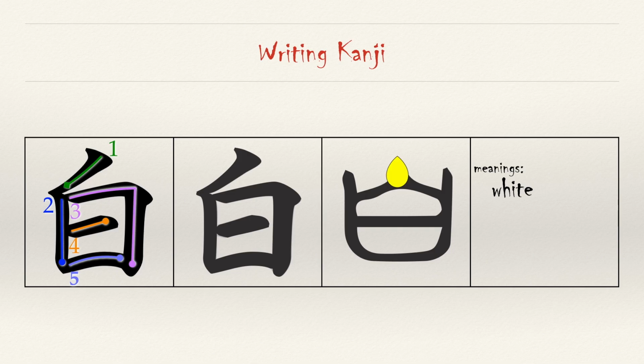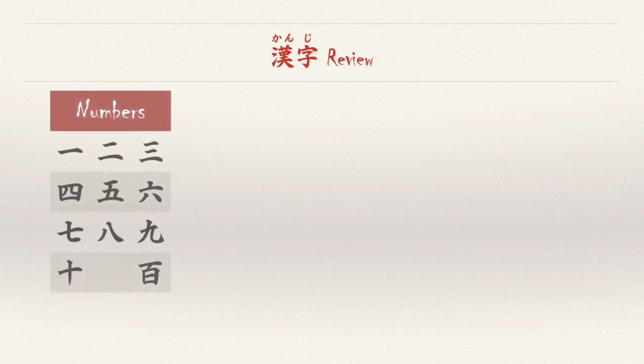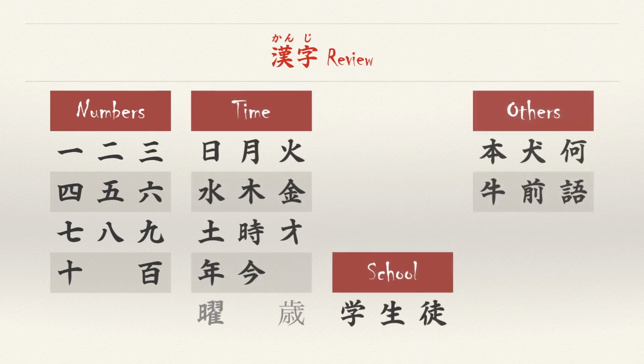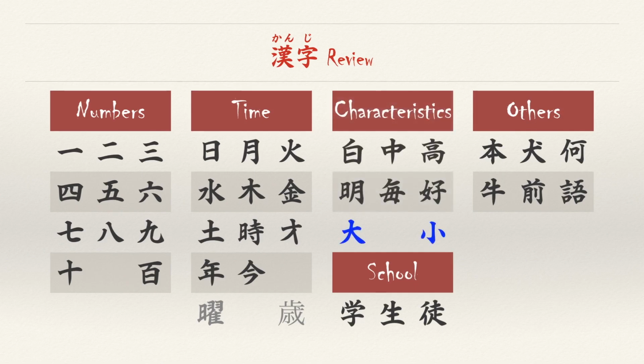For this character, the on readings are haku and byaku. The kun readings are shiro, and when preceding other characters, shira. Let us review the kanji we know. We didn't make any changes to the number set. Time, school, and the others are also good. However, we have added some characteristics. Maybe we'll start calling them descriptions later. Notice that we have added white and fond to this list. It's important to remember that fond, or like, is an adjective in the Japanese language, not a verb.